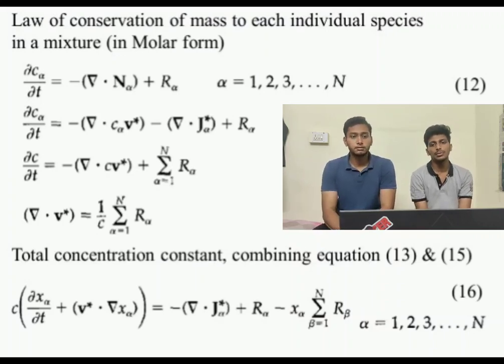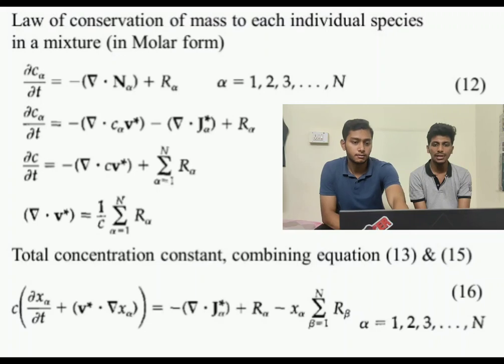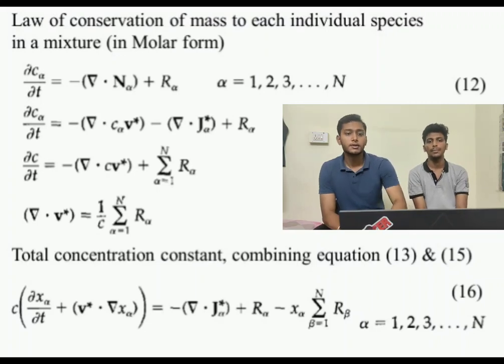Next, the reaction term. As we have discussed earlier, R alpha is the reaction term, which is the rate at which the species alpha is being produced or consumed during the reaction. This is where stoichiometric kinetics and reactor design comes into play.